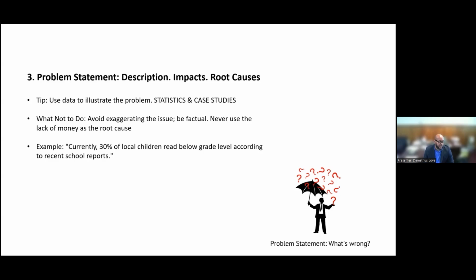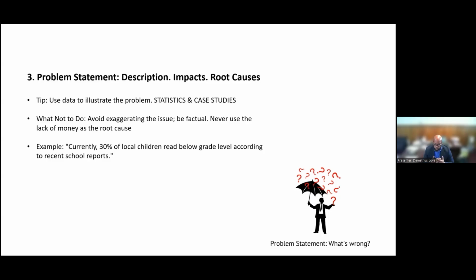And then you want to talk about the impact. How is that impacting that problem? The impact of the problem. And then what are the root causes to the problem? Currently, 30% of local children read below grade level, according to recent school reports. You have this description of the problem. They read below grade level. The local children is 30%. So you actually have the numbers. Look for statistics when you're describing your problem statement.